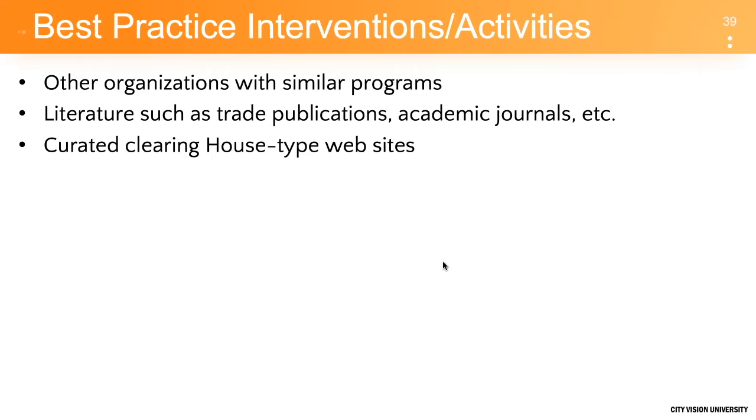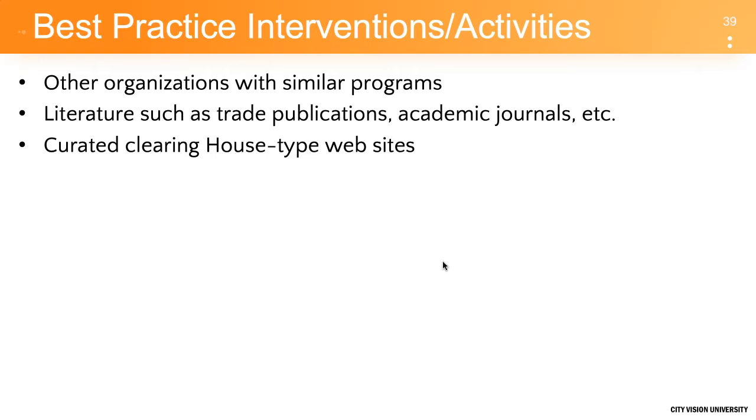When it comes to establishing best practice interventions and activities, there's no substitute for doing good research. And there's different ways you can find out where these best practice interventions are occurring. Here are 3 different ways you can do that. The first is to find out what other organizations with similar programs are doing. Now, in this instance, you'll want to make sure you're comparing apples to apples to some extent. And also, what are some of the premier organizations doing as well?